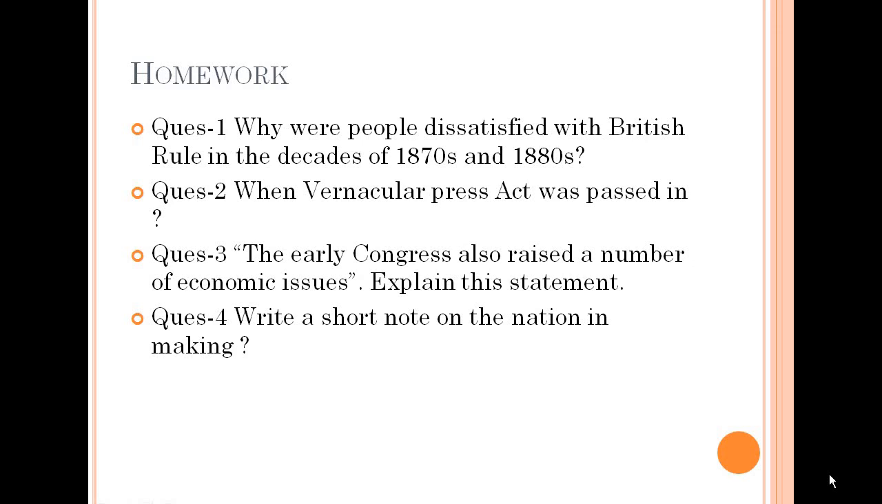If you find any difficulty, any queries that you are having from today's lecture, you can let me know in the online class. And today's homework, you have to do these 4 questions. The first one is, why were people dissatisfied with British rule in the decade of 1870s till 1880s? Question number 2, when was the Vernacular Press Act passed? Question number 3, the early Congress also raised a number of economic issues. Explain the statement. And question number 4, write a short note on the nation in making movement. So these are the homework questions that you have to do.